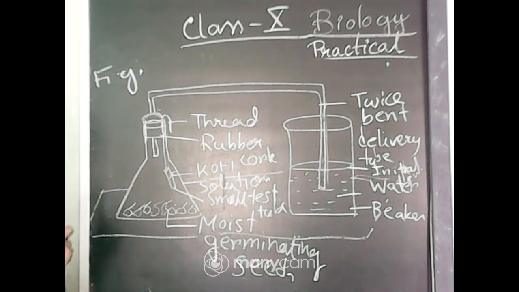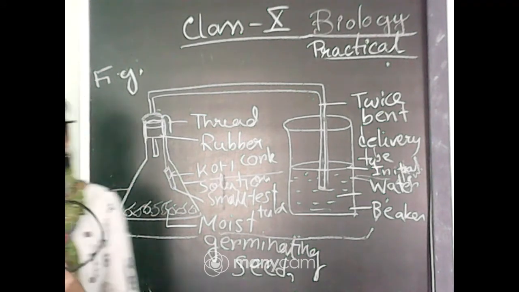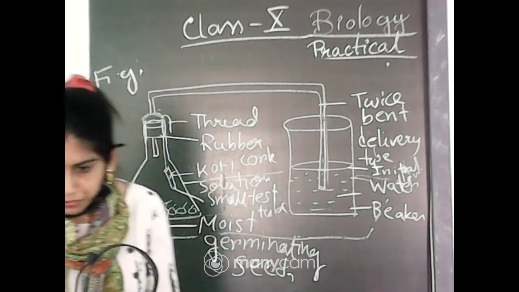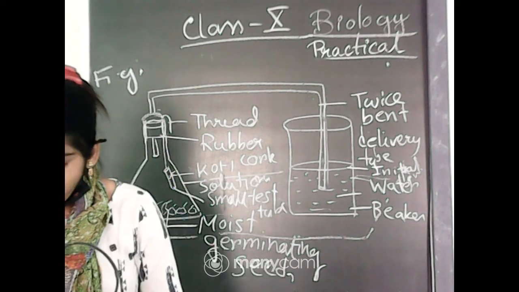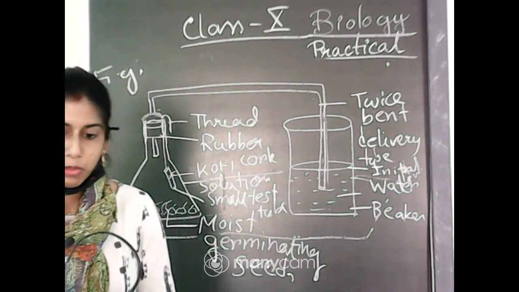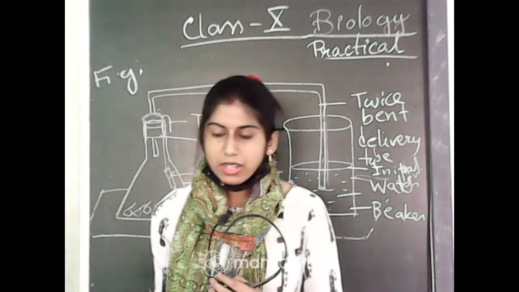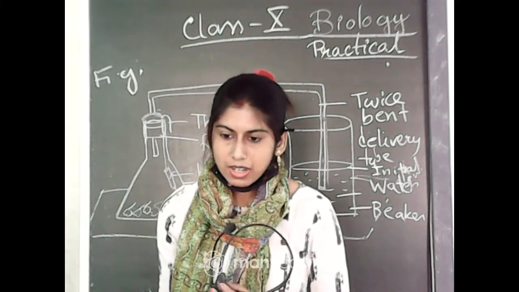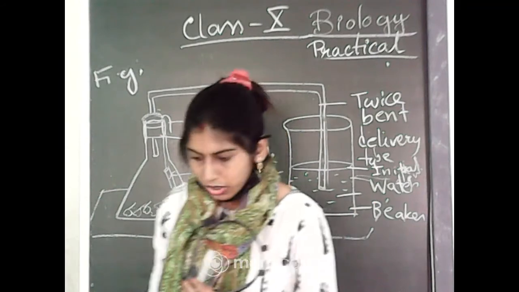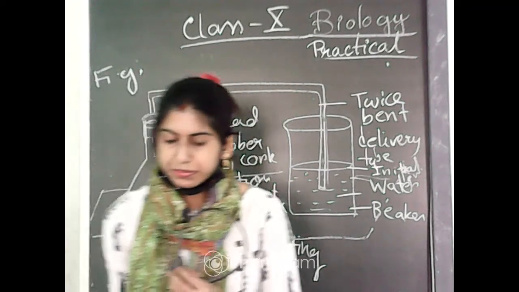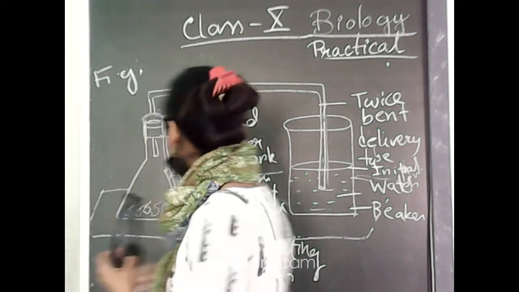Label the figure. You can write down the aim part: a setup to show experimentally that carbon dioxide is released during respiration. So this is the diagram you have to draw on the left white page where you are writing the procedure on the right ruled page. After that, the next heading is observation.